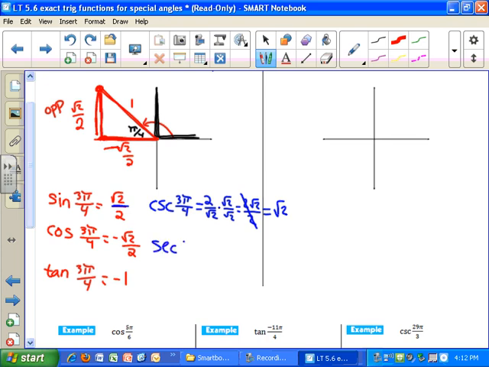I know my secant value is going to be the same numerical value, but because it's the reciprocal of cosine, it's going to be a negative value. So I know that that's going to be negative square root of 2. And then cotangent is the reciprocal of negative 1 over 1. It doesn't matter, that's still negative 1.